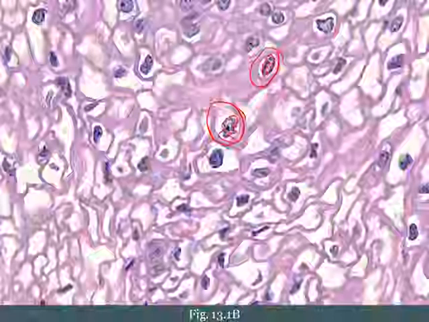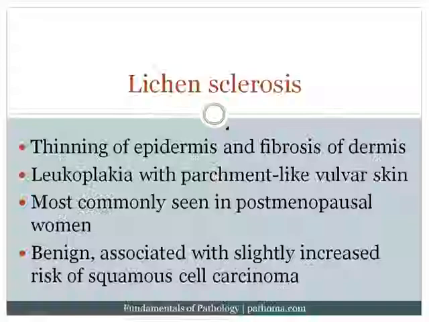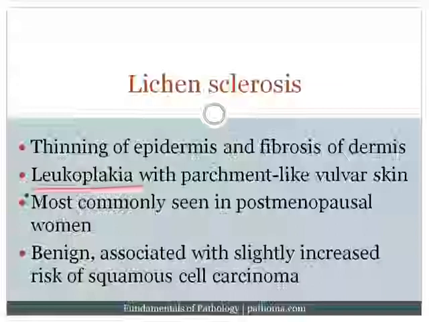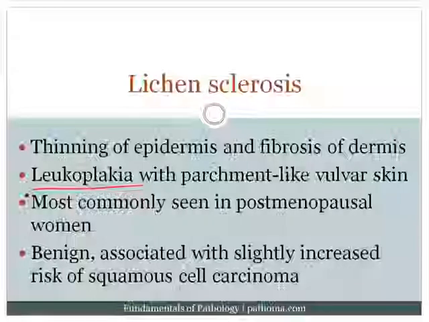But for now, we're going to skip away from this and go to lichen sclerosis. So lichen sclerosis is a thinning of the epidermis and fibrosis of the underlying dermis. It classically presents with leukoplakia. Leuko means white and plakia means plaque, so the patients have a white patch on their skin in this region. And the classic description for purposes of examinations especially, and even when you examine this clinically, is that it's parchment-like, super thin. The skin feels almost like paper. So you've got this paper-thin vulvar skin, and they call that parchment-like vulvar skin.